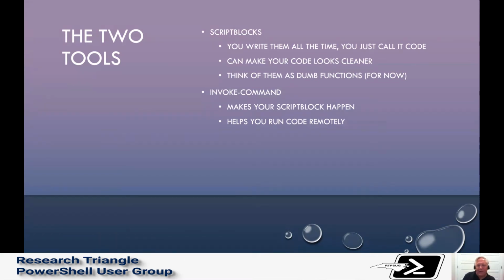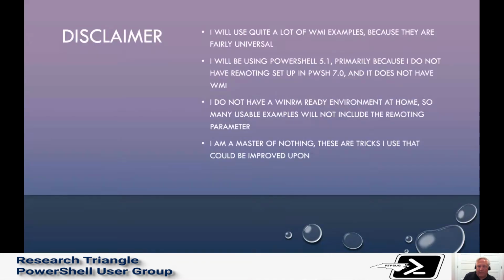All right. Invoke-Command is what makes your script blocks happen. And that's the mechanism for running your code remotely. Quick disclaimer, I'm using a lot of WMI examples, mostly because anybody here who's using Windows can make the WMI calls that I'm making and probably get the same results as I do. WMI is not the best thing, but if we start talking about CIM instances, then we're getting into remoting a whole different way. So I avoided that. I'm primarily using PowerShell 5.1 because PowerShell 7, of course, does not have WMI, at least not on the Linux boxes I use it on. I don't have a WinRM environment, so I'm going to be doing everything locally, but anytime you see Invoke-Command, you could put -ComputerName, and it would run the same way.